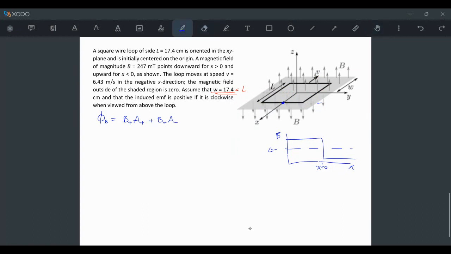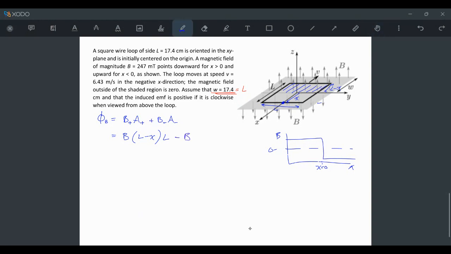So I'm going to call this point right here, or maybe this distance here to the point from the origin, I'm going to call that x. In the region where the magnetic field is positive, we have a value of B for the magnetic field, and the area as a function of this coordinate x is equal to L minus x. So that's this distance here. And the width of this region is also L. So that is the flux in this positive region of magnetic field.